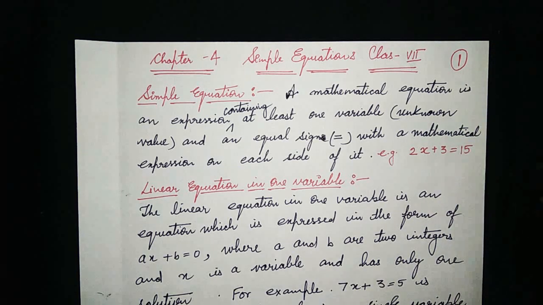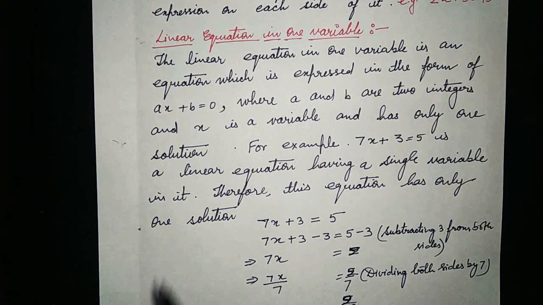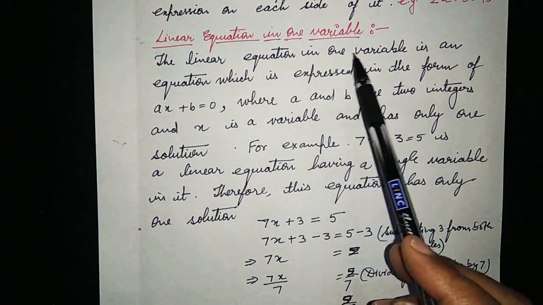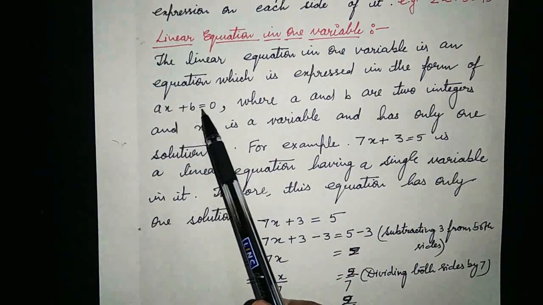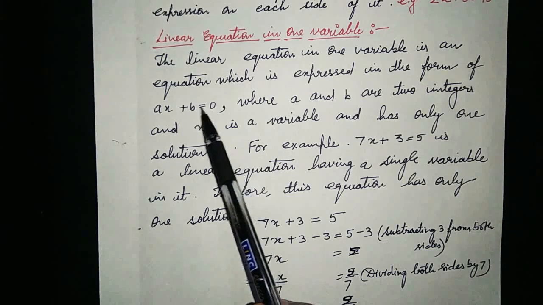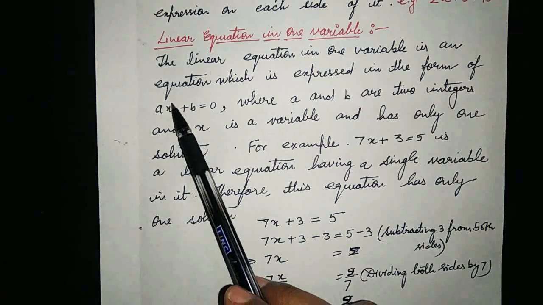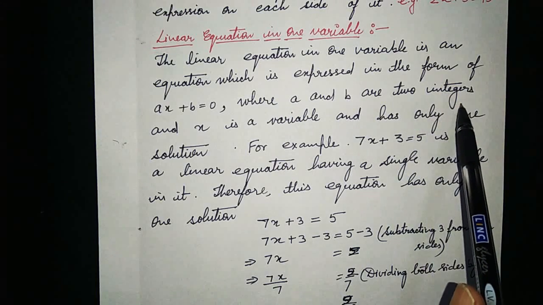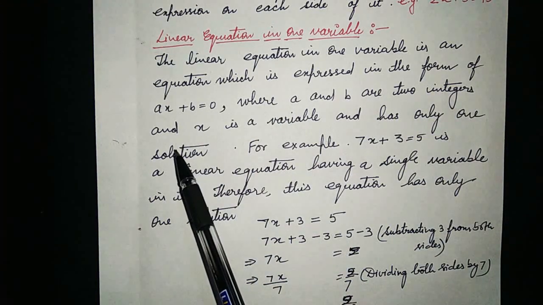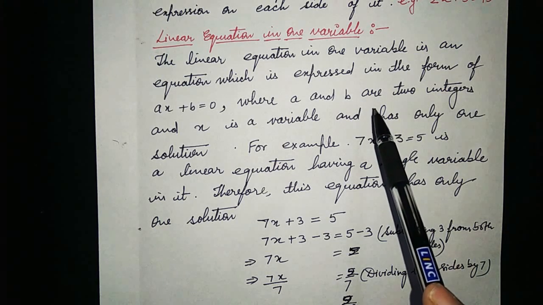And now I will tell you about linear equation in one variable. Now you see, a linear equation in one variable is an equation which is expressed in the form of ax plus b is equal to 0. Here a and b are two integers and x is a variable. So you know what an integer is? All the positive numbers and all the negative numbers, including 0, are called integers.